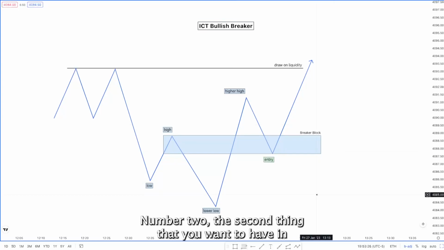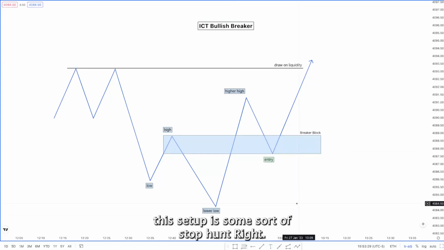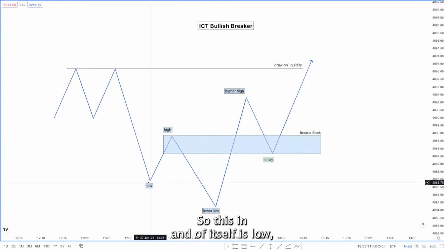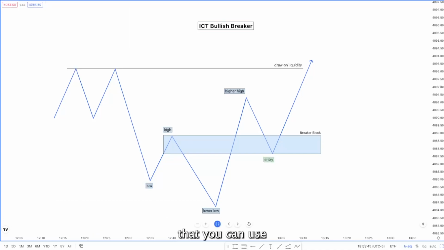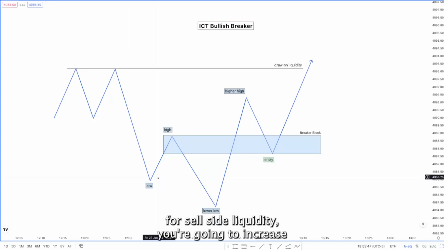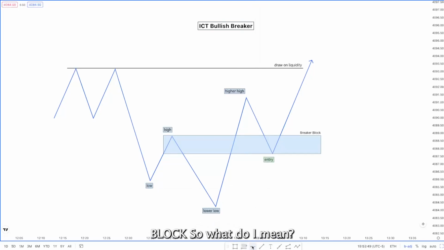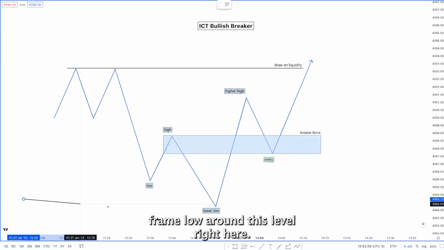Step number two, the second thing that you want to have in this setup is some sort of stop hunt, right? So this in and of itself, this low, high, lower low, higher high action, when we break this low, that is going to be a stop hunt. But in my opinion, when you have an additional higher time frame level that you can use for sell side liquidity, you're going to increase the probability of this breaker block. So what do I mean? Let's say that you had a higher time frame low around this level right here.